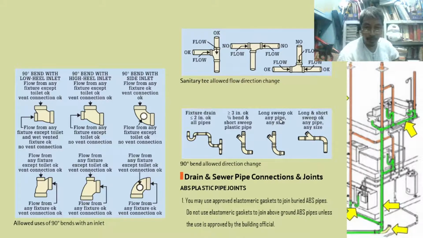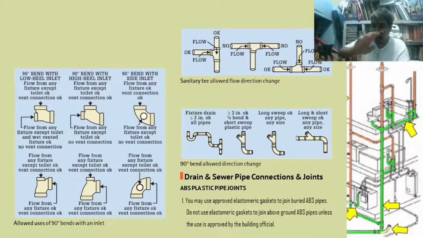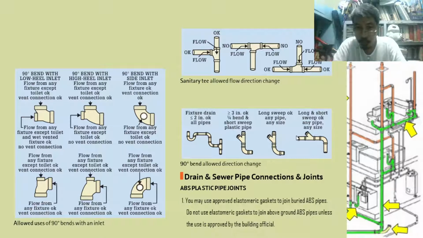So there is some error here. So 90 degrees bend allowed direction change. You can do this. So there are so many FB groups that have this plumbing group problems. They are posting problems and you can check if they are okay or not. You can check it. Okay.